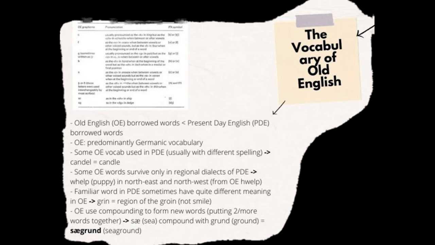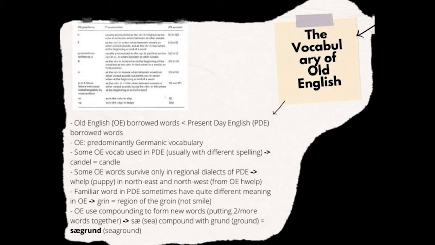Now we are on the last point, which talks about compounding. Old English made great use of compounding to form new words. It is a process of putting two or more words together to form a new word. For example, the word sea compounded with the word grown. As a result, the word sea grown, or as we know, sea ground.